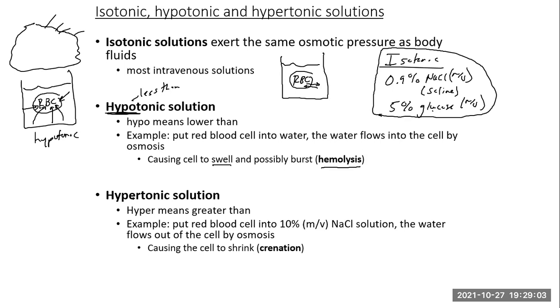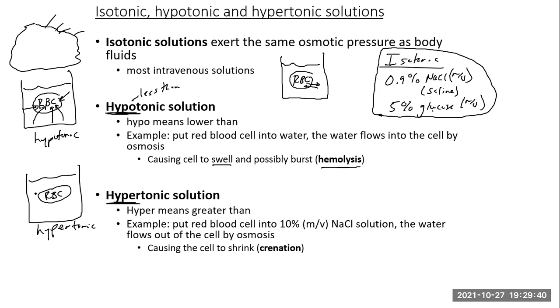hypertonic, hyper means more than or greater than. And basically what that means is the solution, for example, outside of a red blood cell, is actually more concentrated than inside the red blood cell. So if we take our red blood cell here and we put it into a hypertonic solution, now because outside of the cell is actually more concentrated than inside the cell, osmosis is going to happen again.